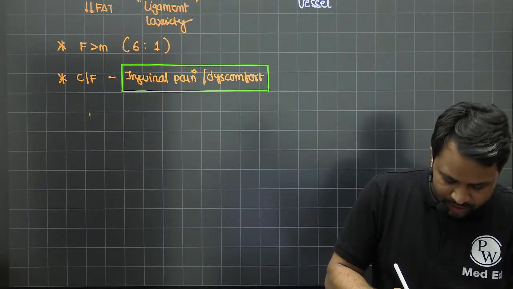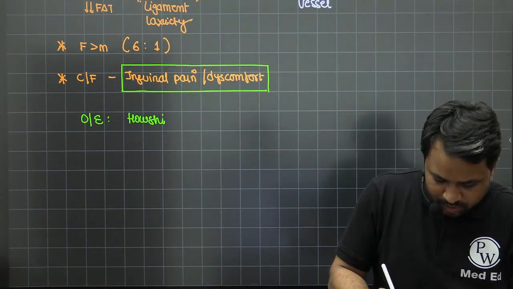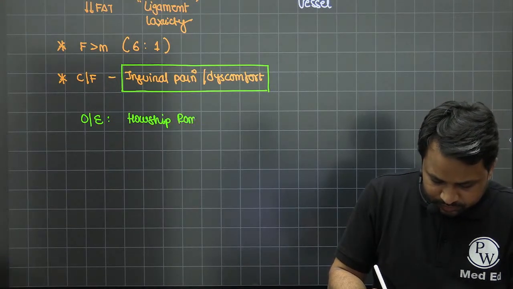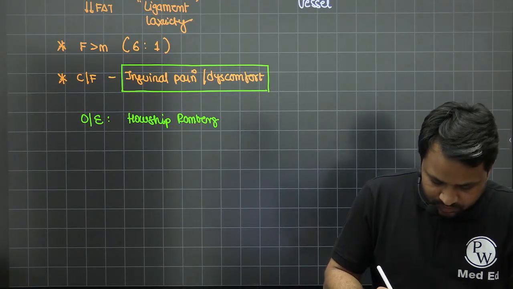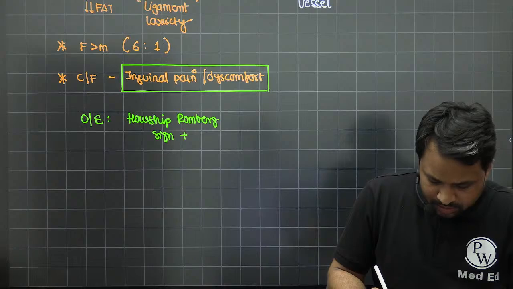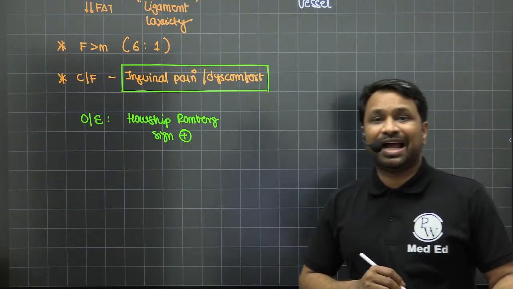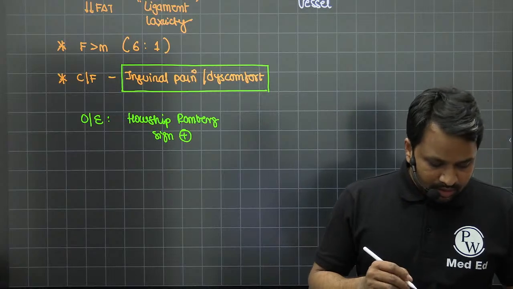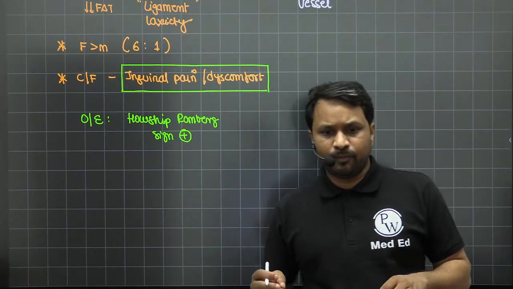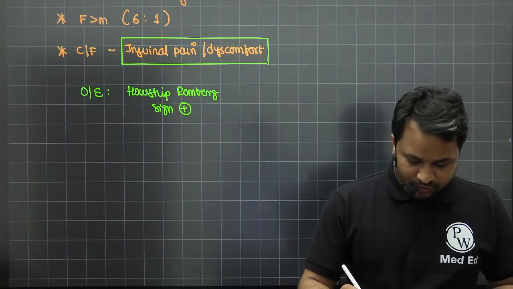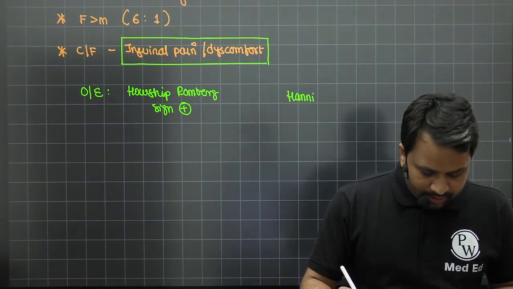On examination, there are two findings. Number one is your Howship-Romberg sign positive. Another very popular sign that you will see is what we call the Hannington-Kiff sign, right? Now, for a general surgery posting, whenever you go, you need to understand these two findings. One is the Howship-Romberg sign. Another one is your Hannington-Kiff sign.